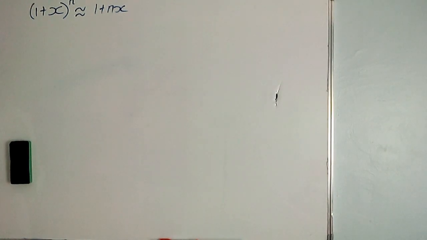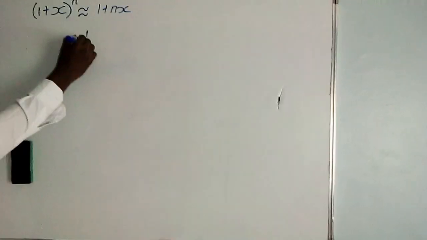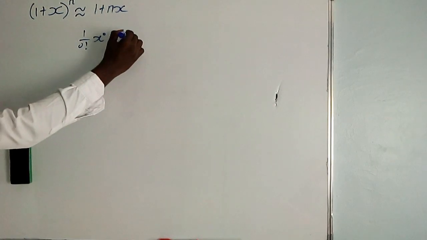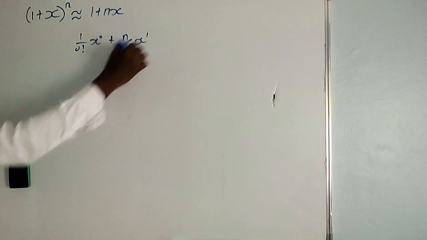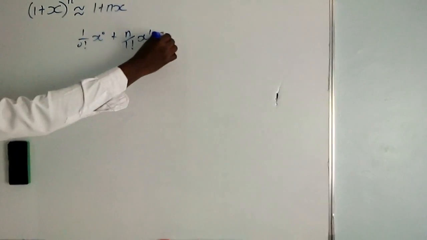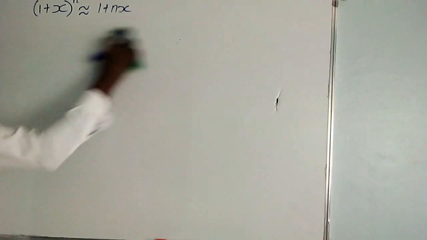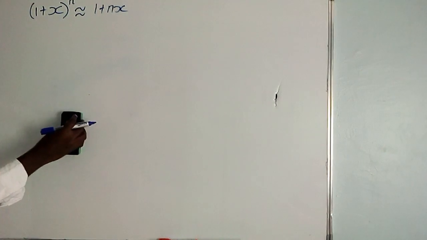Are we together? Because this one is the same as 1 over 0 factorial, then x raised to power 0, isn't it? The first term. Then the second one is n over 1 factorial, then x raised to power 1. If you simplify, you get 1 plus nx. Then, what you've been told is to determine the percentage change in volume.